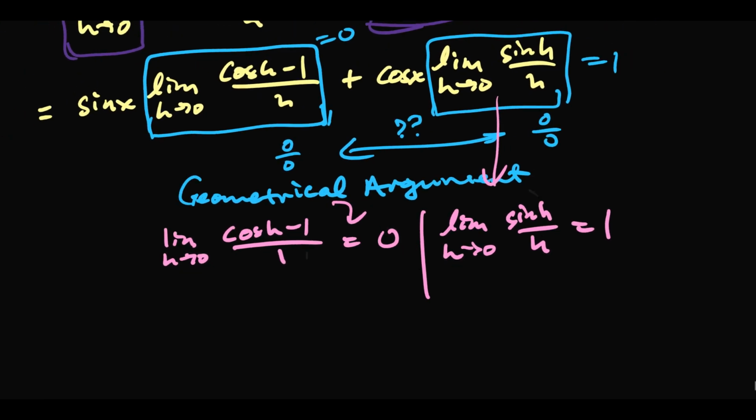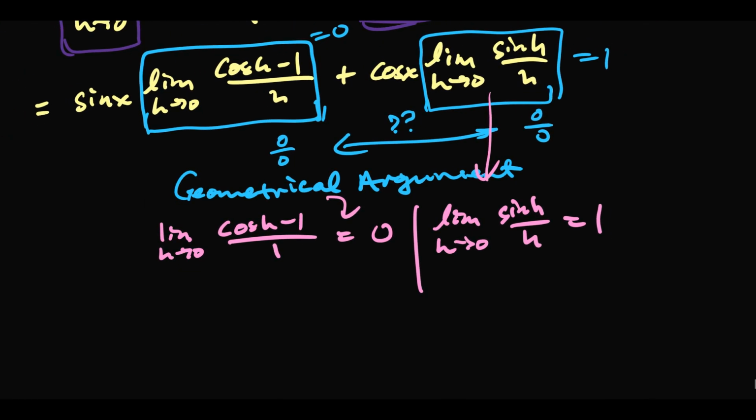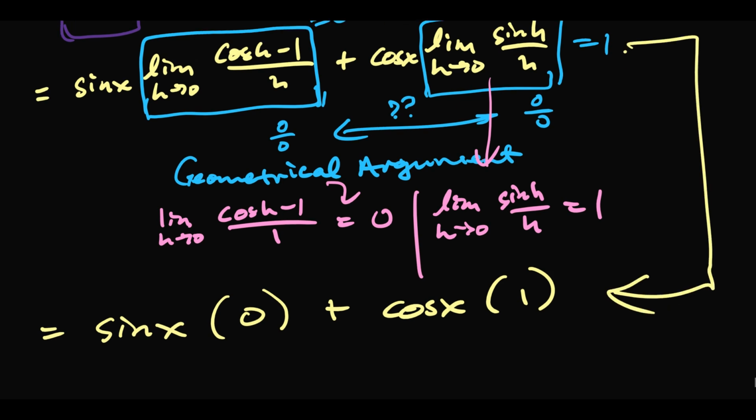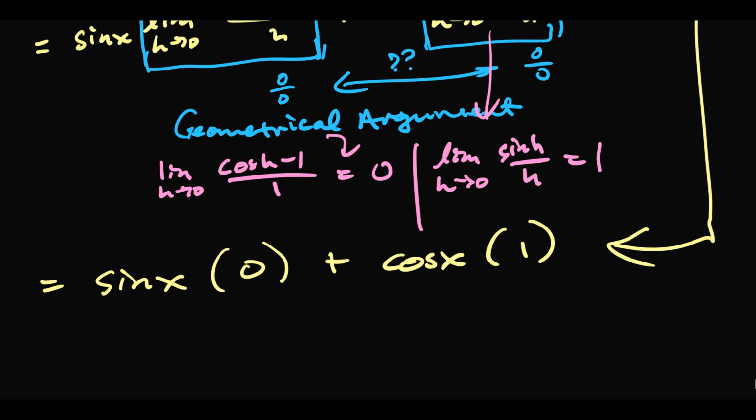So what we have, I know this is a lot of mess here, is sine of x times 0 plus cosine of x times 1. That all comes from this right there. Well, sine x times 0 is 0, and cosine of x times 1 is 1, so that's cosine of x.